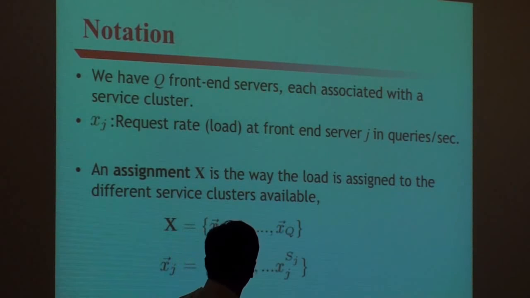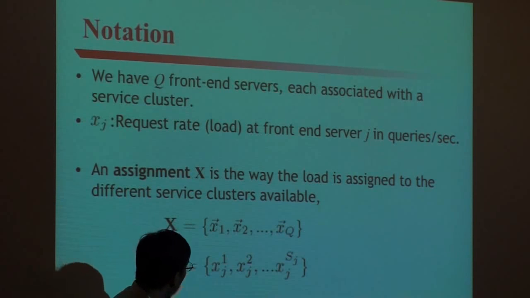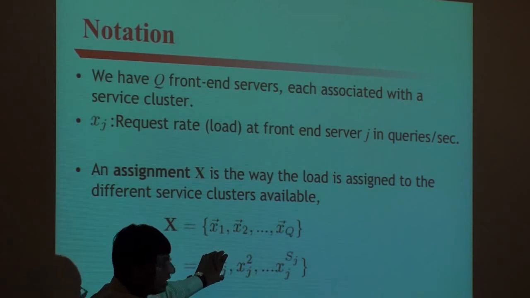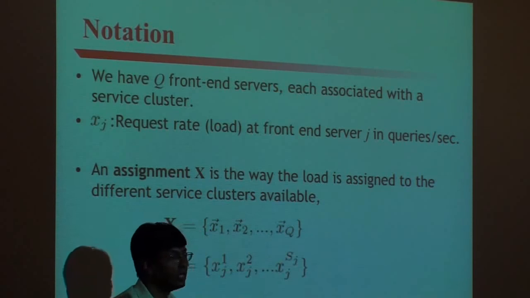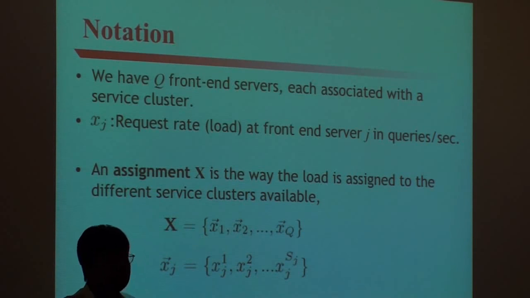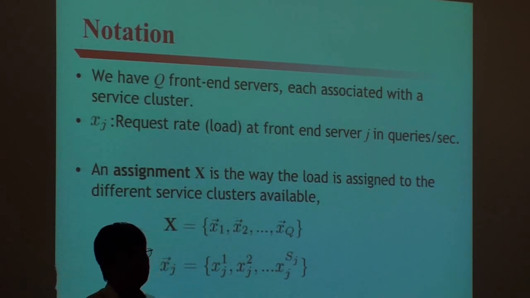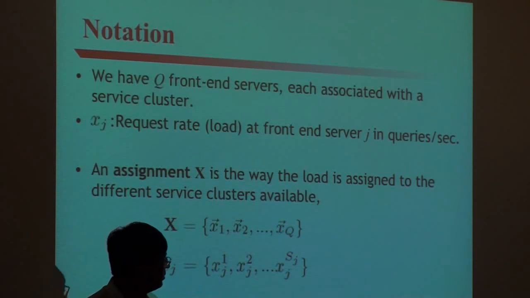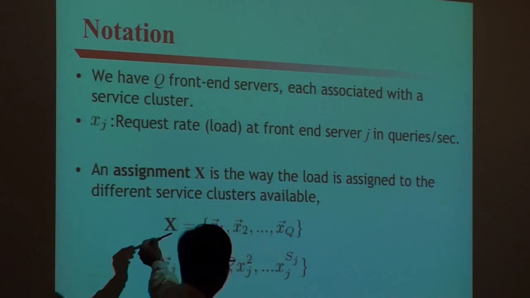So what does this mean? I have this front-end server j, and it has multiple options. Say he has 3 options. Then he has to decide how much of the traffic he is going to send to option 1, which will go to cluster 1, how much to send to 2, how much to send to 3, and so on. So basically, this is the way the front-end server j partitions his load. Now there are multiple front-end servers, so each one is doing this partitioning. We call the whole matrix of all the partitions the assignment matrix, capital X. Is there any question on what this means?